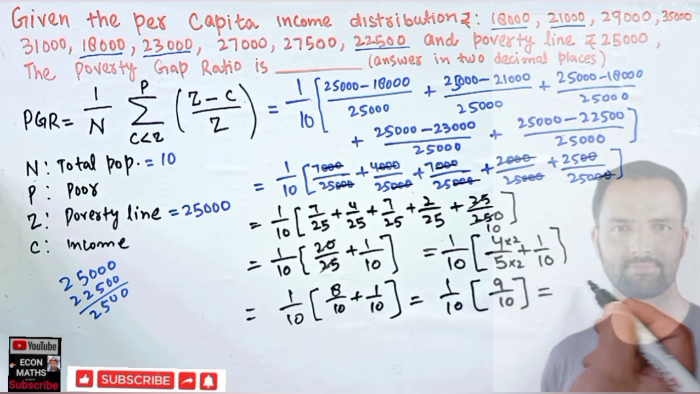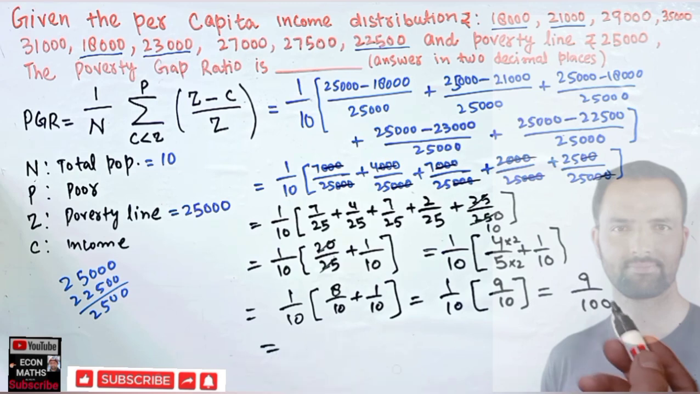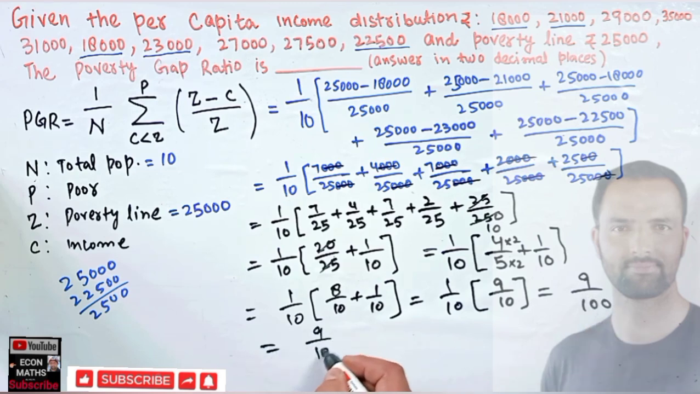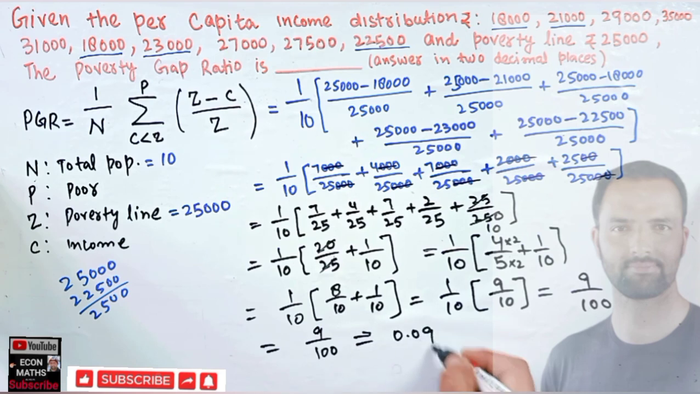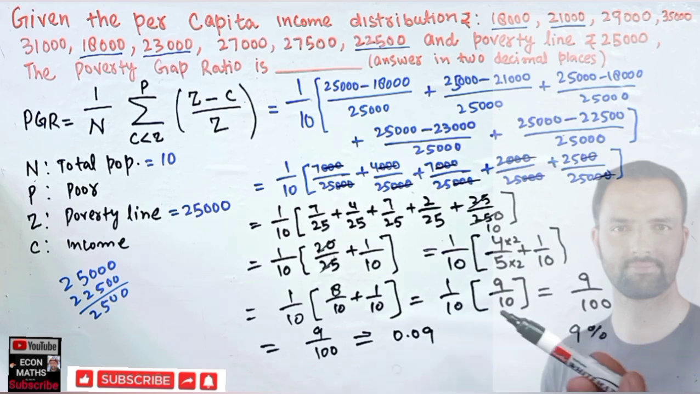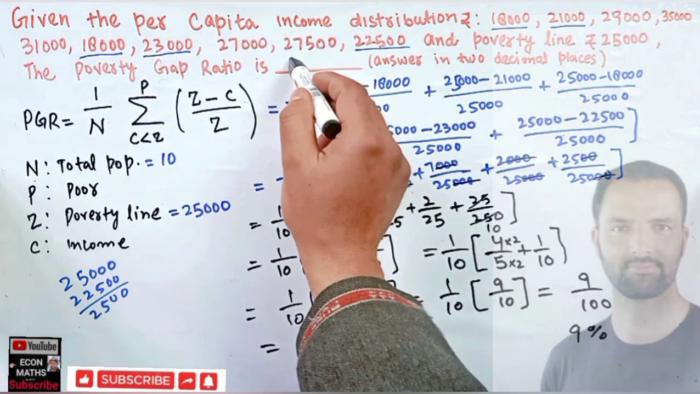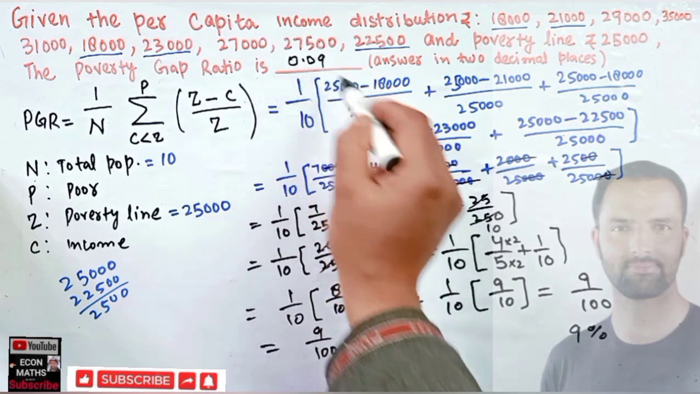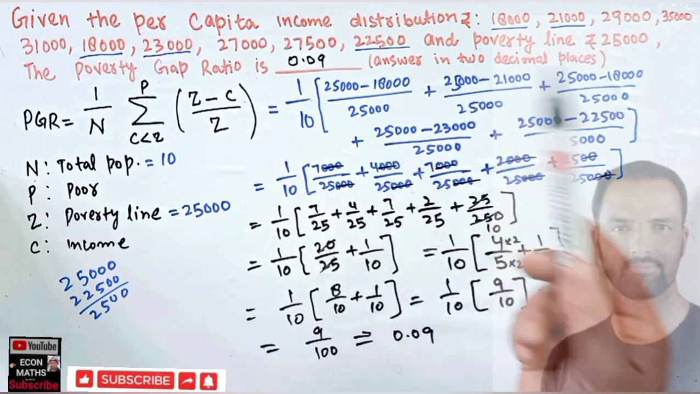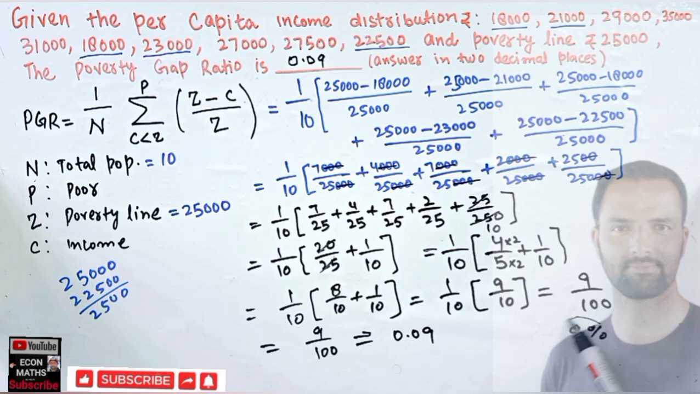This comes out to be 9 ones are 9, 10 tens are 100, okay. So we got the number now is 9 upon 100. If we write it in decimals, it can be written like this, 0.09, okay. Or if we write it in percentages, this is 9%. That means 9% of people are actually below the poverty line, okay. So the answer should be 0.09, okay, because we are being told to write the answer in 2 decimal places, okay. We don't use the percentage here, because it is being written here, okay.